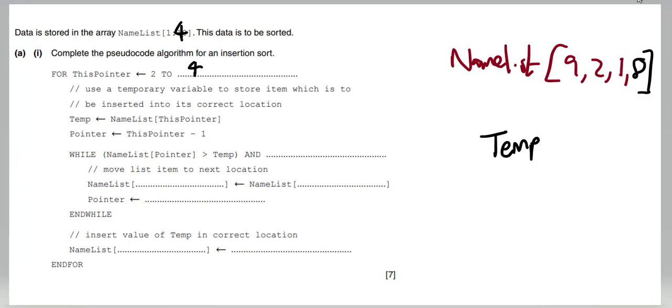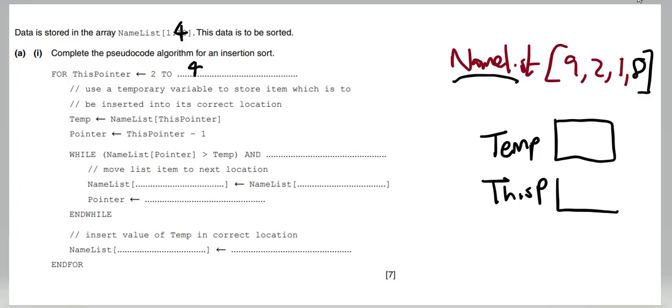And what we want temp to do, I'm going to just go to a box. We want temp to store nameList, this pointer. So this pointer is currently, let's do a box for this, I'm going to do this P for this pointer. This pointer is currently 2. So we move 2 into temp. So temp is now 2. When we talk about 2, we're not talking about the number 2, we're talking about position 2, which ironically is the number 2.